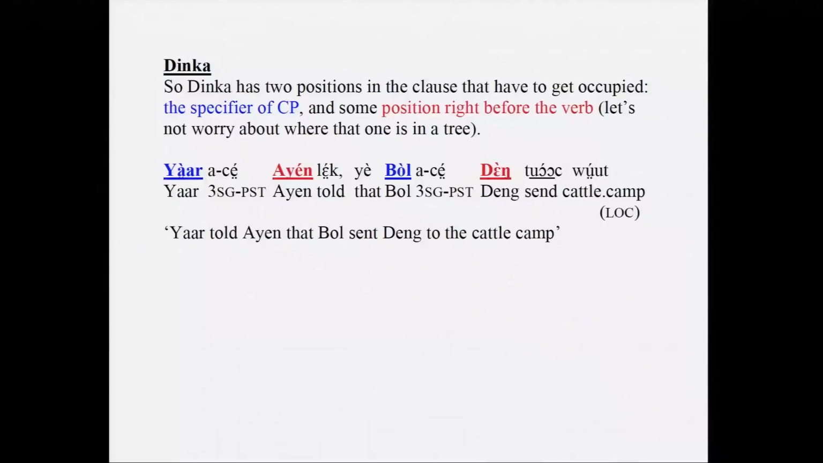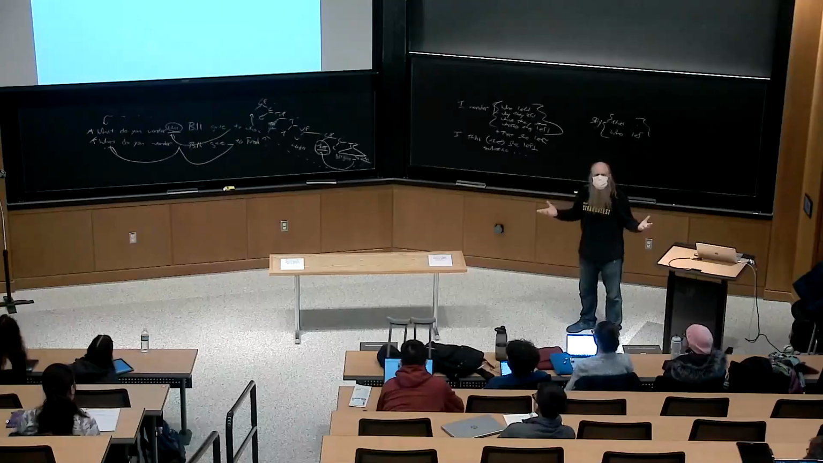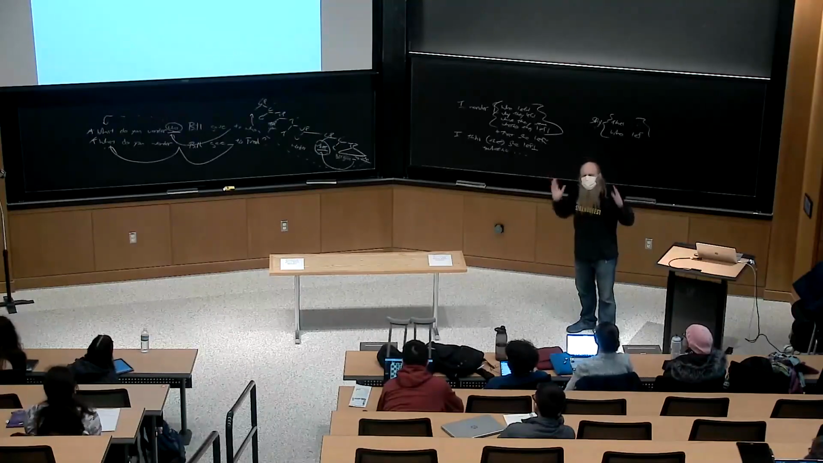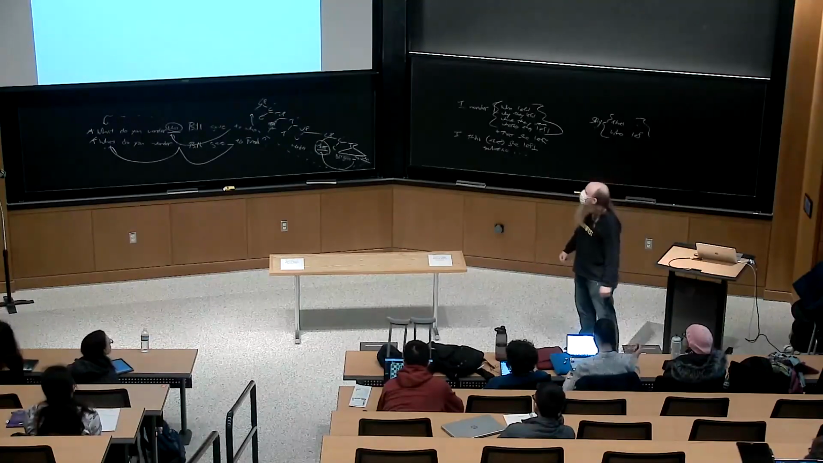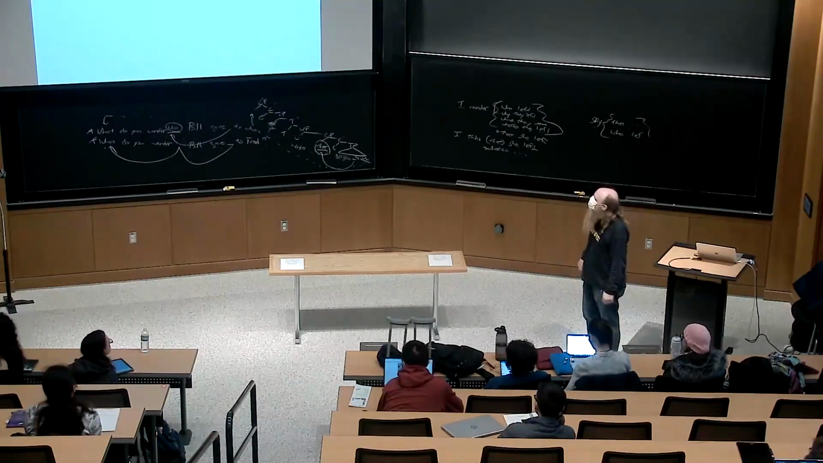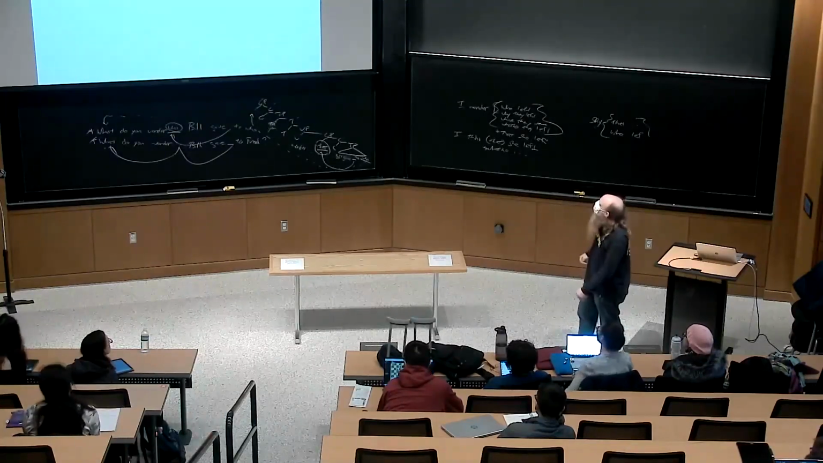So if you say in Dinka, Yar told Ayen that Bol sent Dang to the cattle camp. The cattle camp is where the cattle are. Young people go to the cattle camp. Our consultant told us that the cattle camp is where young people get to know each other. So men and women mostly don't mix, but at the cattle camp, then they do.